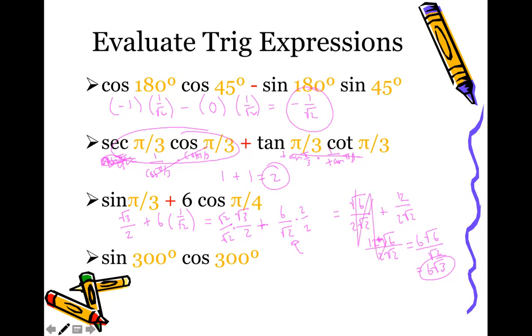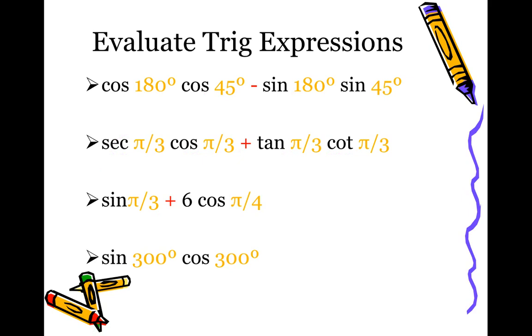I'm going to erase the page. Okay, I'm going to go back for a second. This is root 3 over 2 plus 6 times 1 over root 2. Root 3 over 2 plus 6 over root 2. I'm going to rationalize this side, so root 2 over root 2. So I've got root 3 over 2 plus 6 root 2 over 2. Right, that's just root 2. So root 3 plus 6 root 2 over 2.